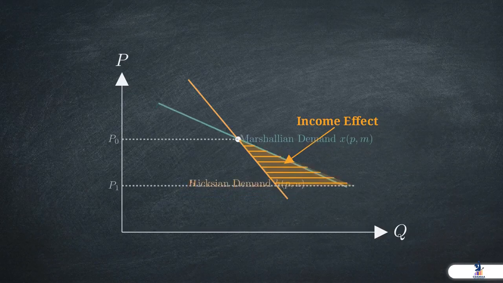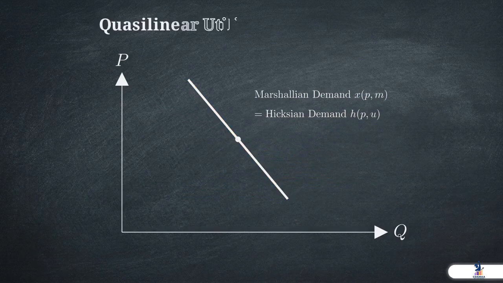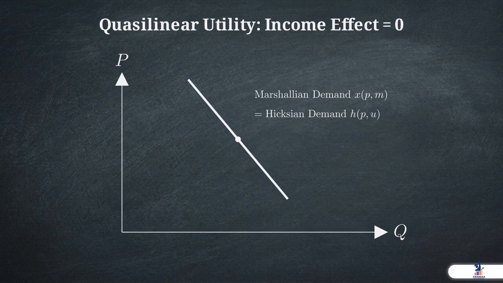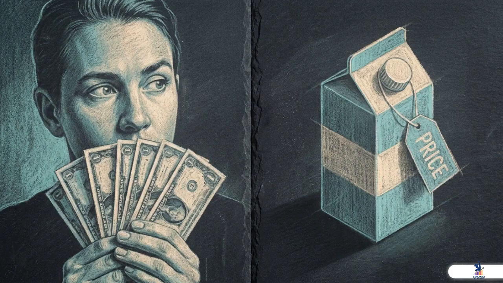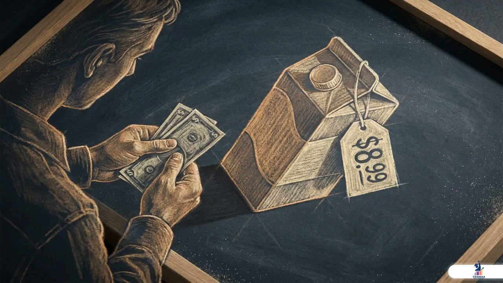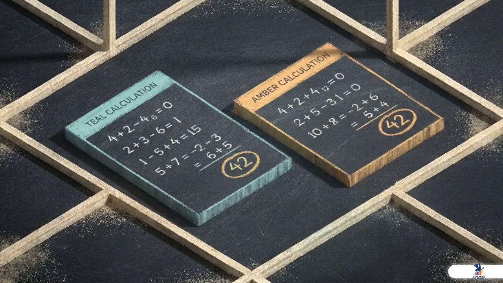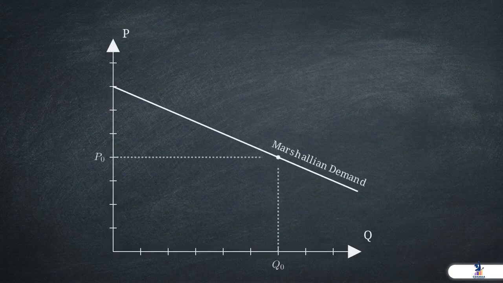The only time Marshallian surplus is exact is under quasi-linear utility, where the income effect is 0 and both curves perfectly overlap. Compensating variation asks what income adjustment at the new prices would keep the consumer at their original utility level. Equivalent variation asks what income change at the old prices would match the utility shift. Despite their different perspectives, for any given utility function, CV and EV will always result in the same numerical valuation of the welfare change.